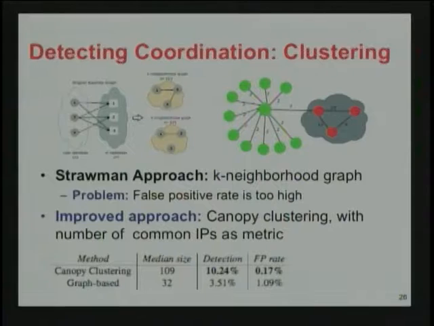The strawman approach there is to just build a k-neighborhood graph on this. Given a bipartite graph like that, you can build 1 or 2 neighborhood graphs, but the problem with that is false positives. There can be some cases where, for some particular reason, a user logs in from an IP address that is coming from a compromised machine or is coming through a proxy, and then just using a k-neighborhood graph tends to give you too high a false positive rate.